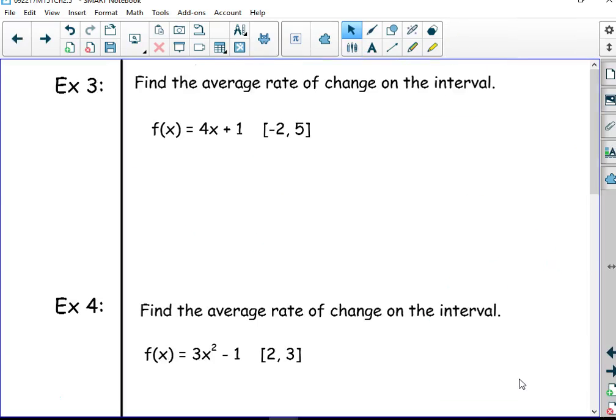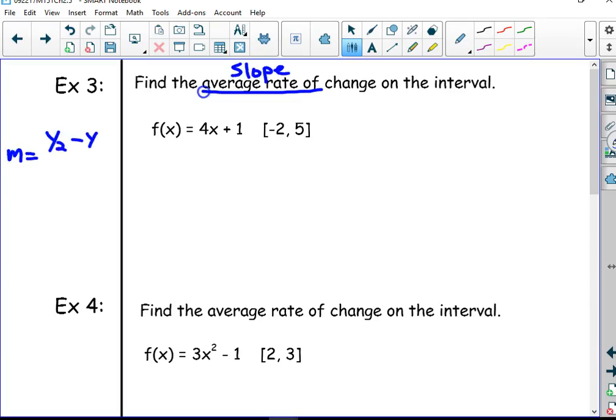All right, on to the next kind of idea in this chapter. We're asked to find the average rate of change on the interval. Well, it turns out the average rate of change is just slope. And remember, slope is the difference in our y's over the difference in our x's. And what we have to do then, in order to get the difference in the y, is calculate using our function at both values of x.